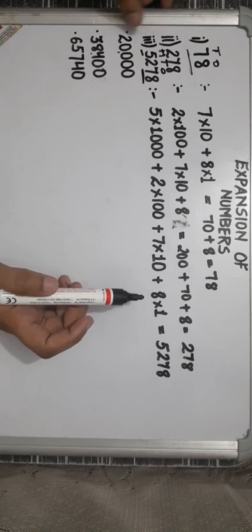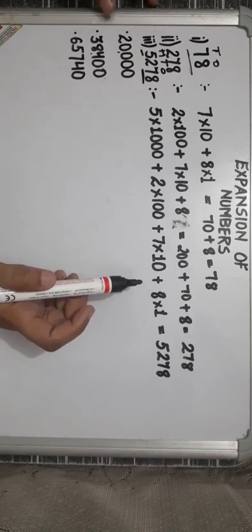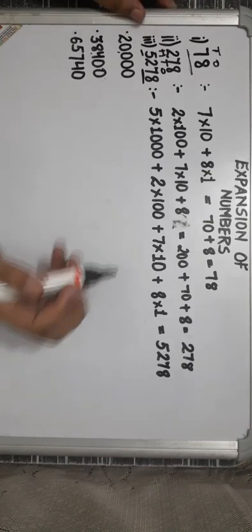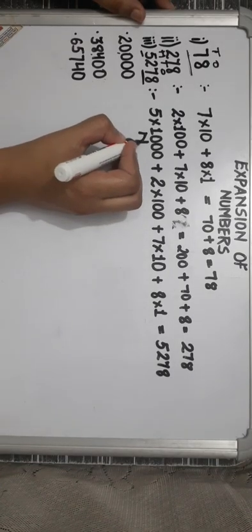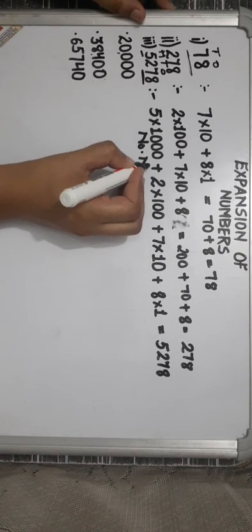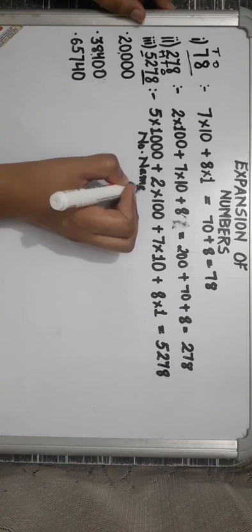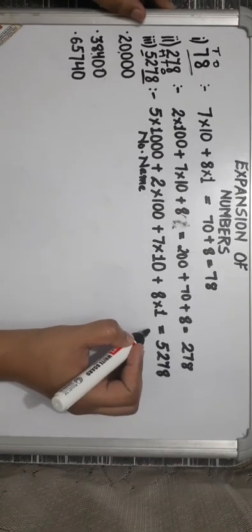Now let's take some examples. We will write its number name as well as expansion. Here we will write the number name first and after that its expansion.